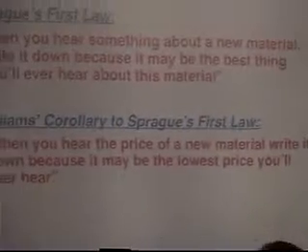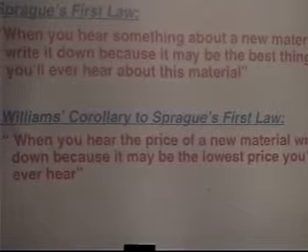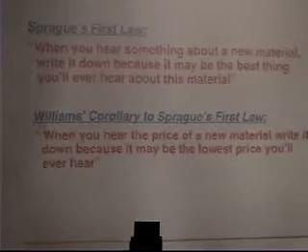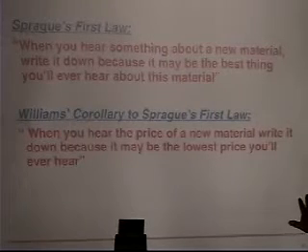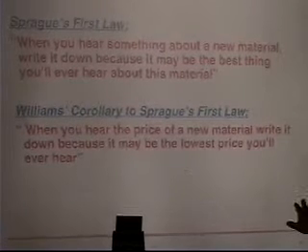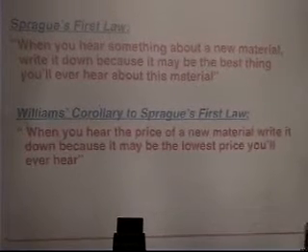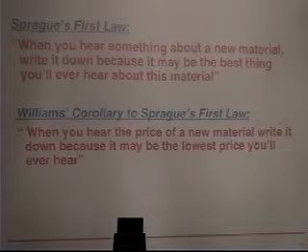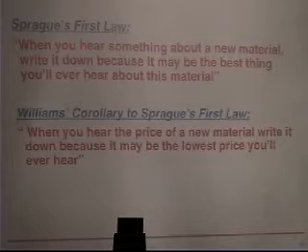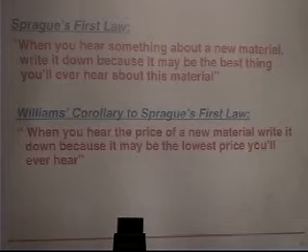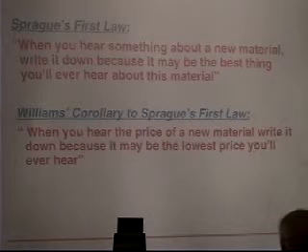Now, another thing. Bob Sprague was this guy from General Electric I mentioned. He used to be head of General Electric Aircraft Engines Materials Group. He's one level below the vice president. He's retired now. Sprague's first law: whenever you hear something about a new material, write it down because it may be the best thing you'll ever hear about this material. Okay? And Jim Williams, now dean at Ohio State, was Sprague's replacement, who had this job for about 10 years. His corollary is whenever you hear the price of a new material, write it down because it may be the lowest price you'll ever hear.